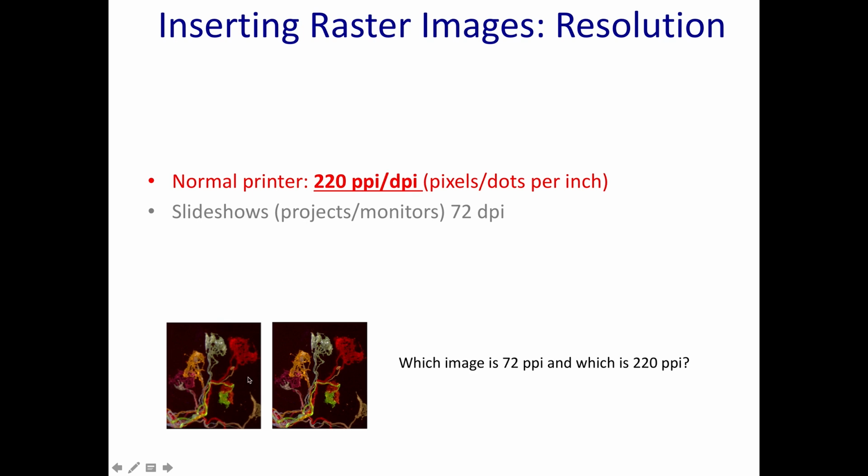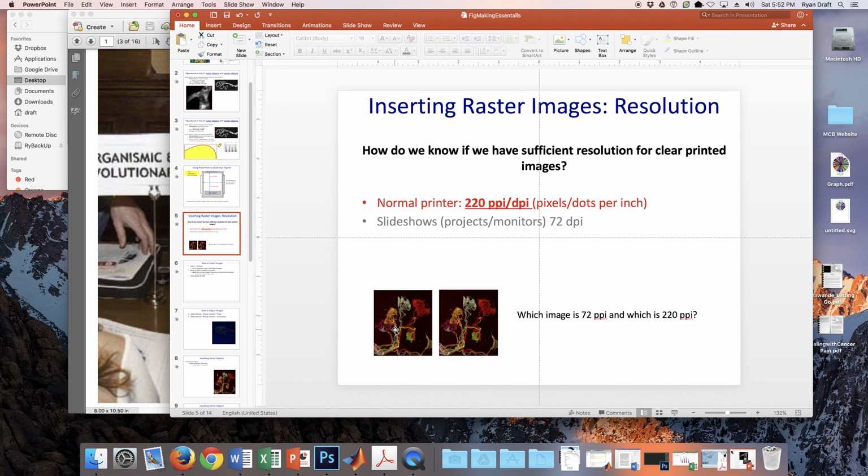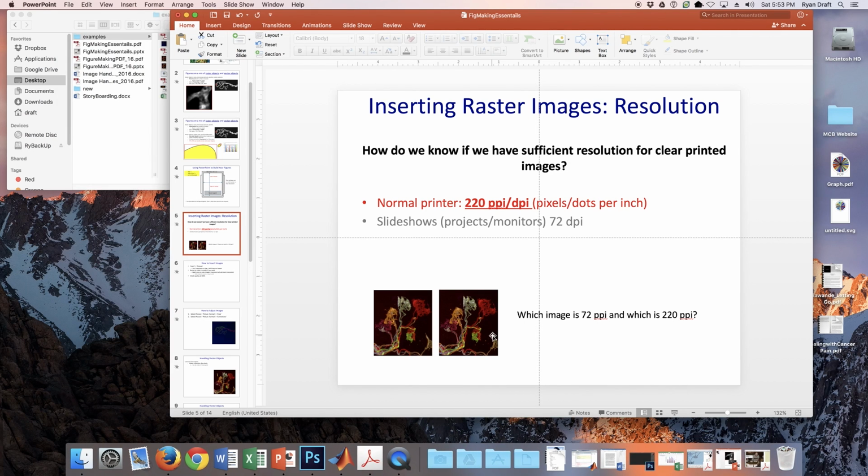And as a demonstration of that, I've got 2 images here, and I'm going to ask you, which one do you think is 72 pixels per inch, and which one do you think is 220 pixels per inch? And it's really impossible to tell because they're both downsampled to 72 pixels per inch by the monitor, so we don't notice a big difference between these two.